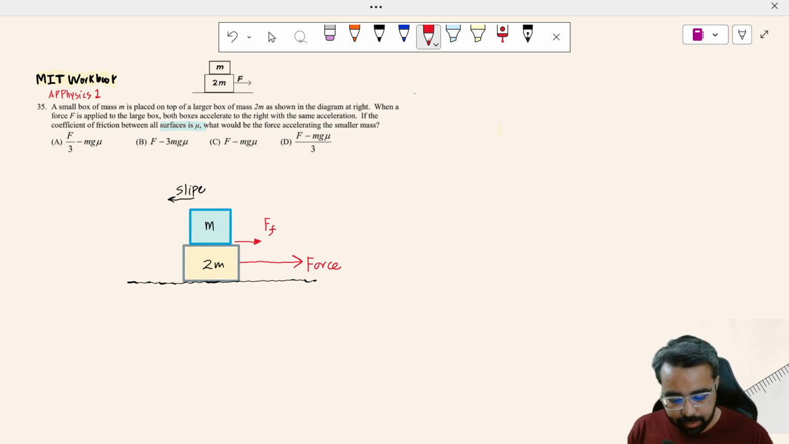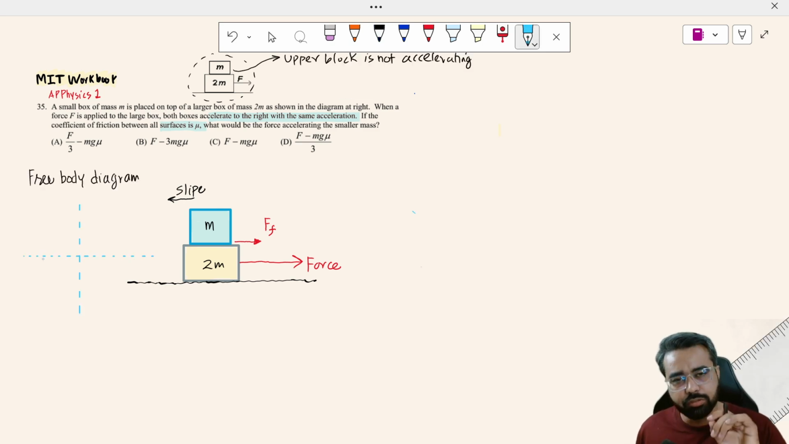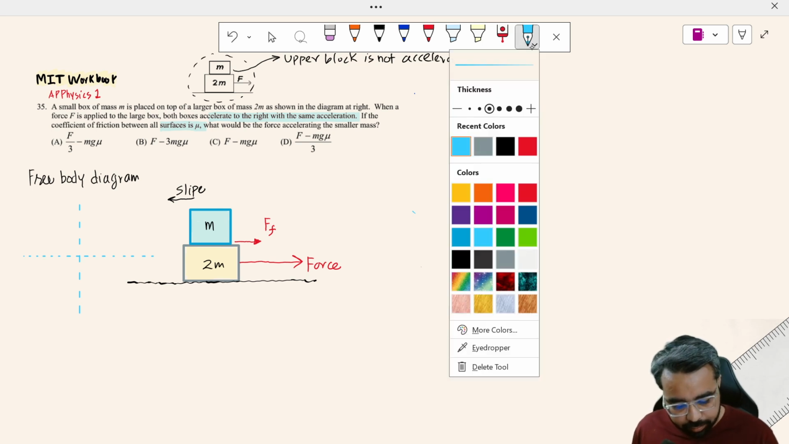And why I am saying this, because in this question they say that both blocks accelerate with the same magnitude. So if they accelerate with the same magnitude, it means that the upper block is not accelerating. And students, why is it not accelerating? Let us see this thing in the free body diagram.